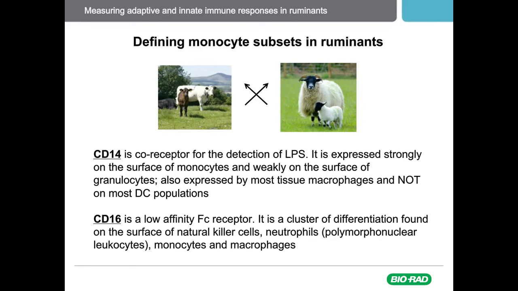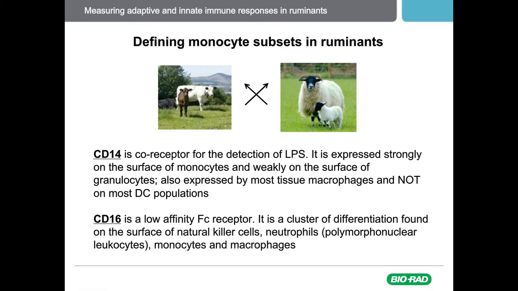So at the time that we started this project, we were interested in understanding how we could further dissect the immune responses of cattle and sheep. For the myeloid work, the approach we took was fairly simple and straightforward, which was that we would look at CD14 and CD16 as potential subset markers for monocytes in the peripheral blood of cattle and sheep.